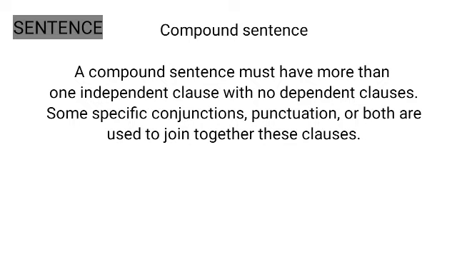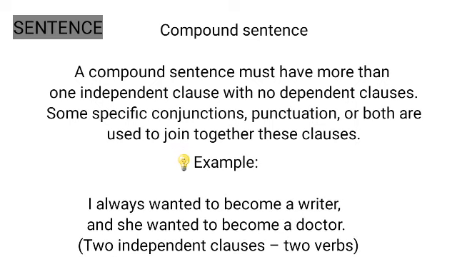Compound sentence. A compound sentence must have more than one independent clause with no dependent clauses. Some specific conjunctions, punctuations, or both are used to join together these clauses. Example, I always wanted to become a writer, and she wanted to become a doctor.